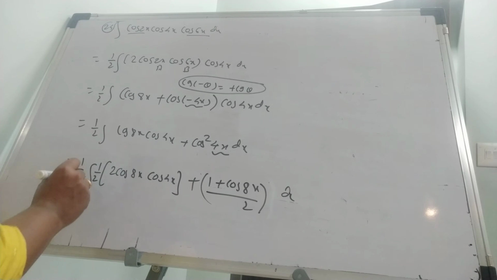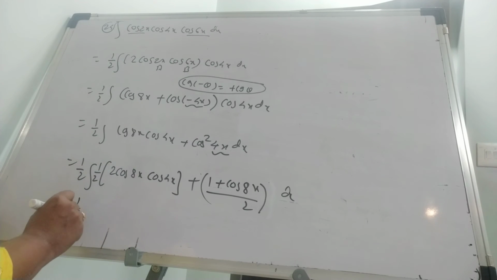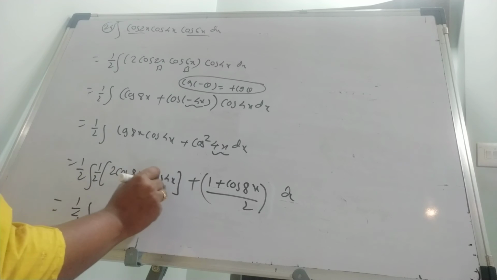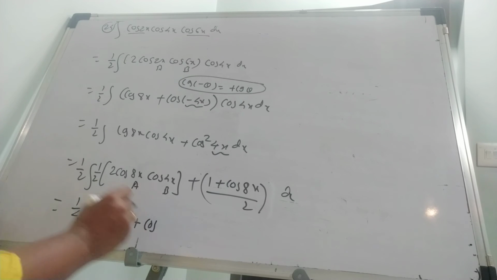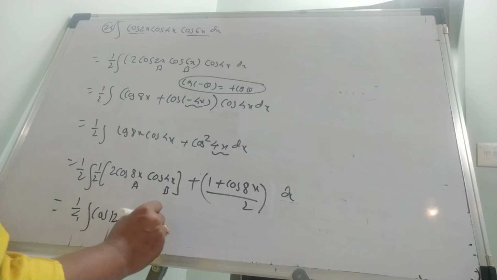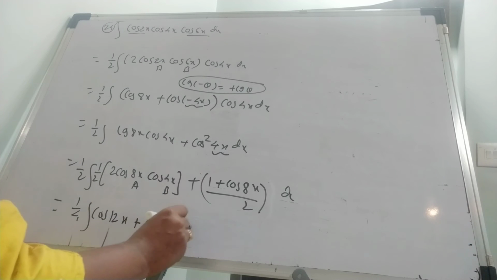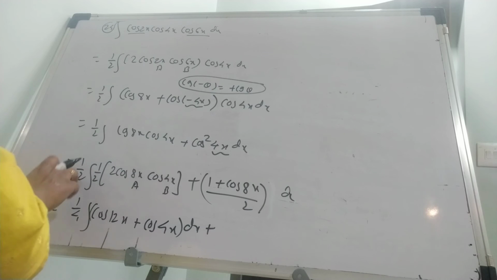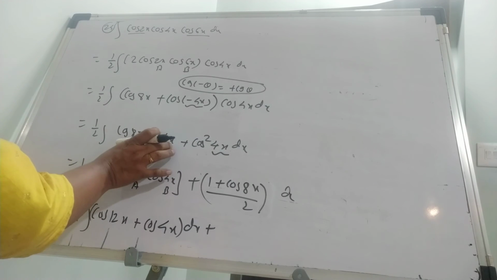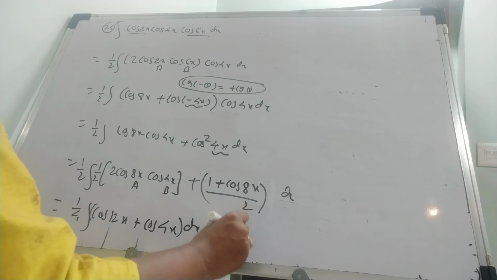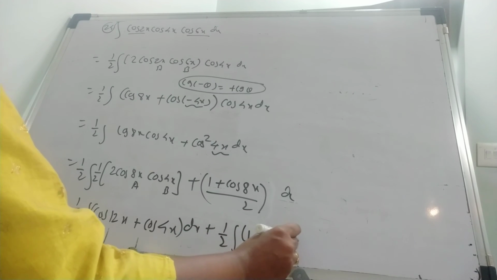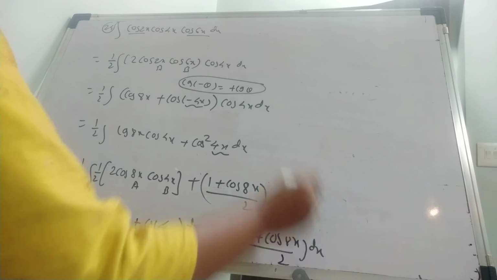Okay. Now, next form is, now in this case, we'll consider now this formula. Now in this case, this half and half, this is 1 by 4 outside. 2 cos A cos B is cos of A plus B. 8x plus 4x, it is 12x, plus cos of A minus B. 8x minus 4x, it is 4x dx, plus half is there. Half integration values for the first term as well as for the second term. Half times integration of 1 plus cos of 8x by 2.